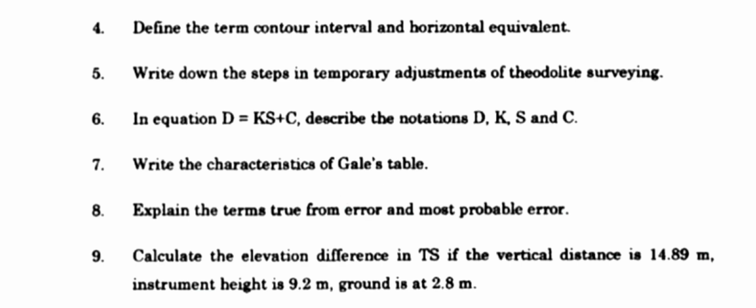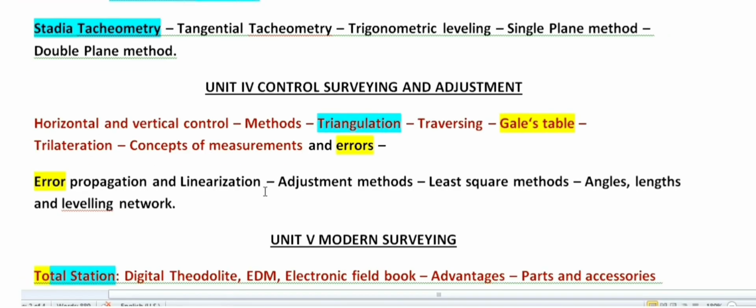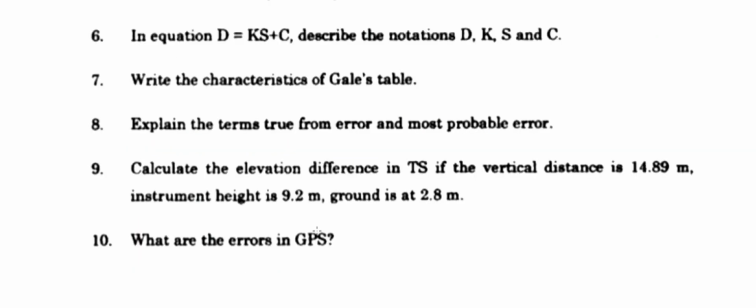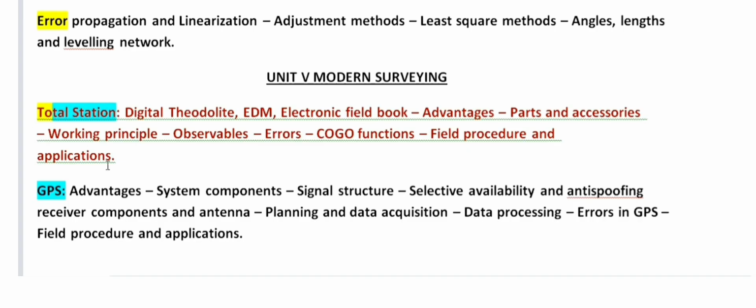7 and 8 questions are from unit 4. In the first half of unit 4 we have a Gale's table. In the second half we have a question about error. Questions 9 and 10 are from unit 5. In the first half they ask about TS, total station, and in the second half about the GPS.